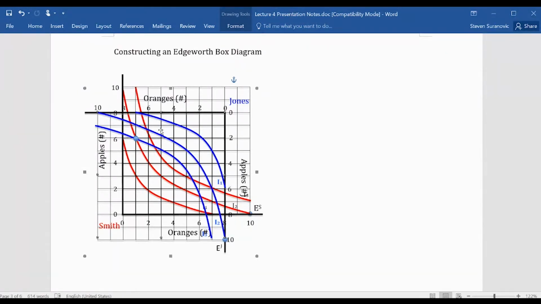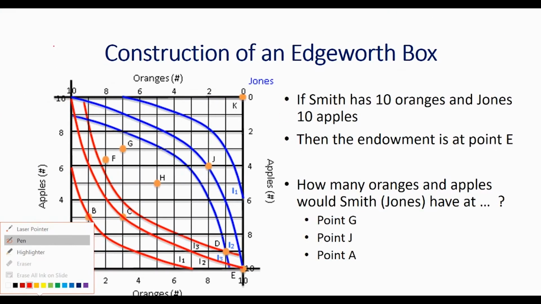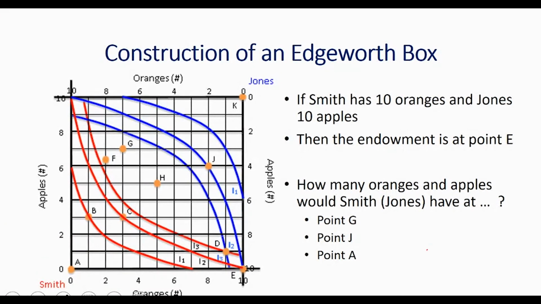The dimensions of the box give us the total amount of apples and oranges that are available for consumption for both Smith and Jones, all of the allocations that might be possible. And the first exercise that you might be faced with in looking at a particular Edgeworth box is going to be to identify who has how many goods at a particular position on the box. Now, we've already talked about the endowment point E in the lower right corner. We know how many apples and oranges Smith and Jones have.